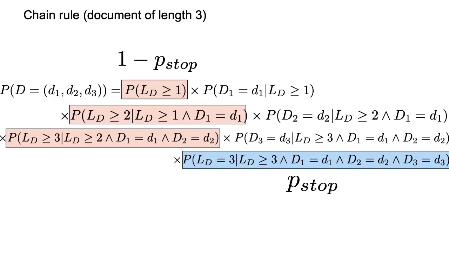And 1 minus p stop, it's because these are complements, right? Either you stop or you don't, right? So this is why it's 1 minus. Okay. So this is my general formula. Keep it in mind. This is fundamental. This is the most important one.